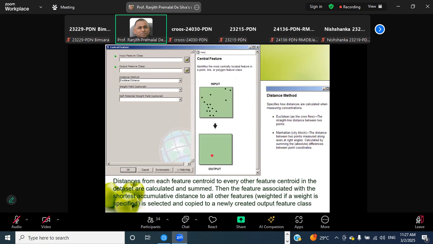So if you look at the ArcGIS tool, you put the input feature class, output feature class, and distance method, where you put the Euclidean distance. If you want, you can put a weight field. So then you can calculate the Euclidean median center.